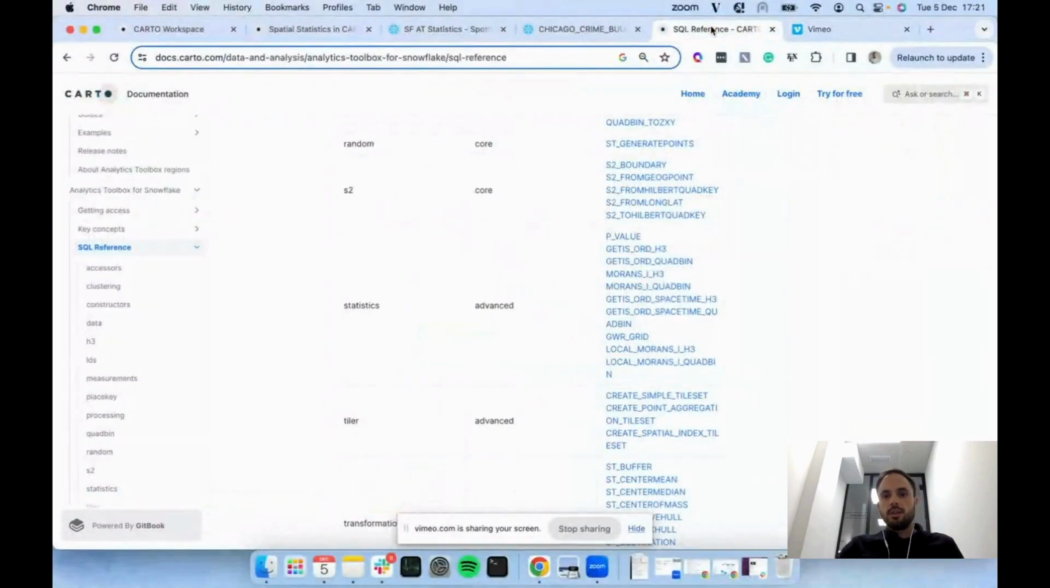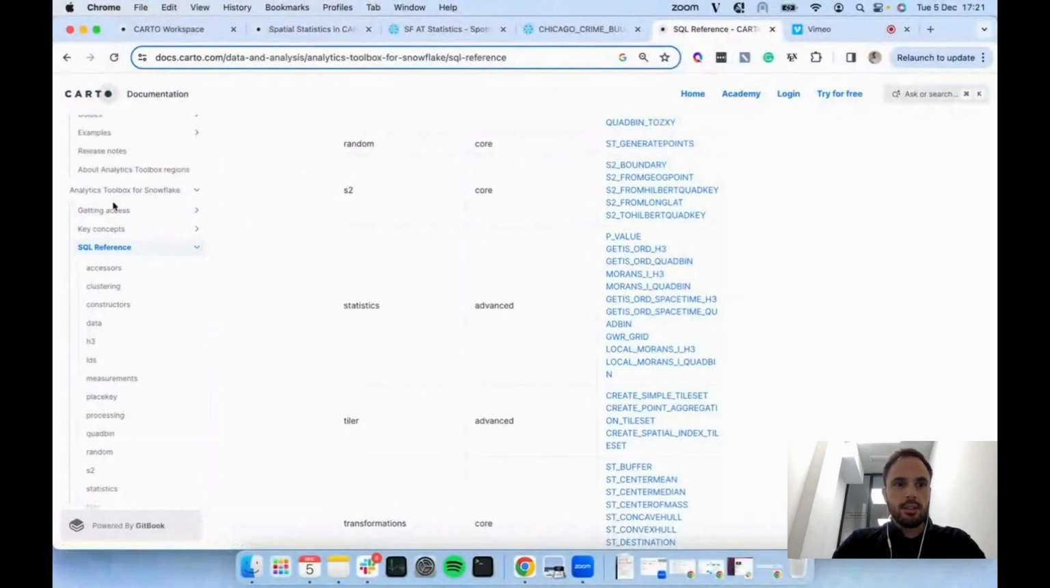Let me quickly start sharing my screen so we can start by giving you some context. So again, as I said, the plan for today is to use some of the statistics functions available in the analytics toolbox for Snowflake. These are the different functions that we have. For today's session, we're planning to use 3 of them for an initial analysis.